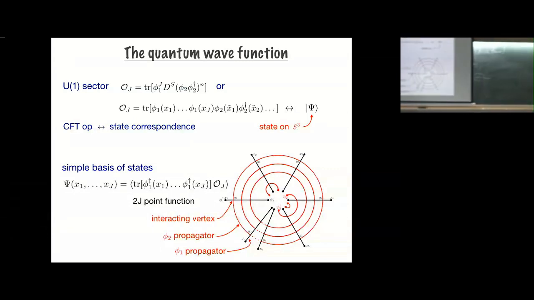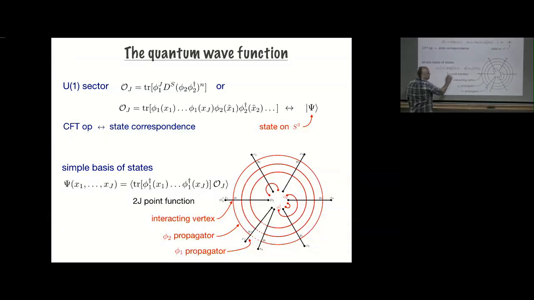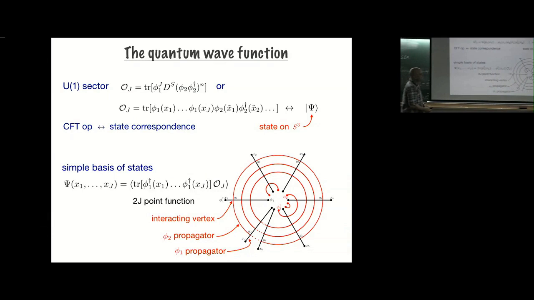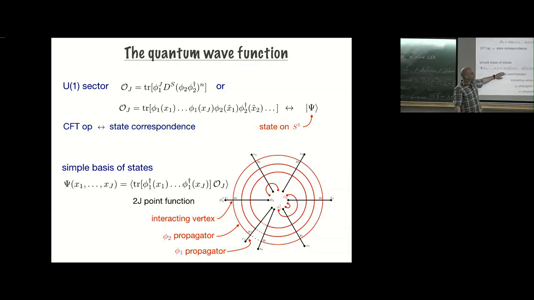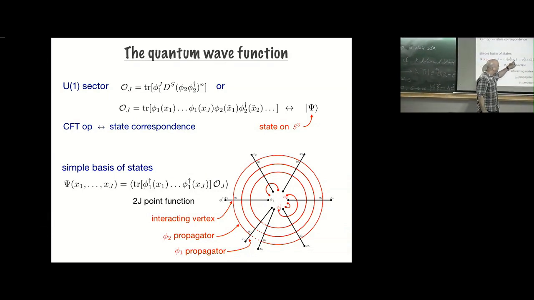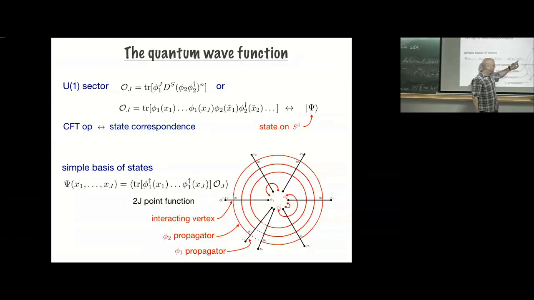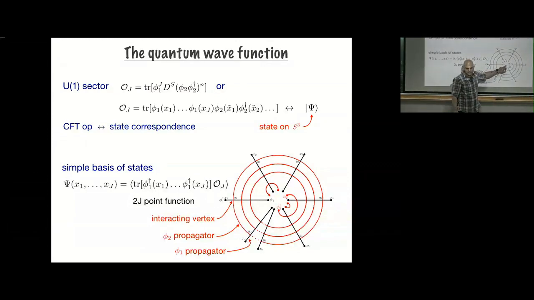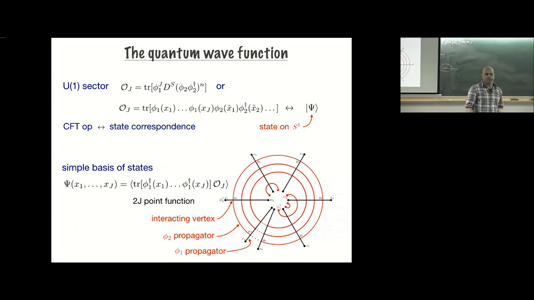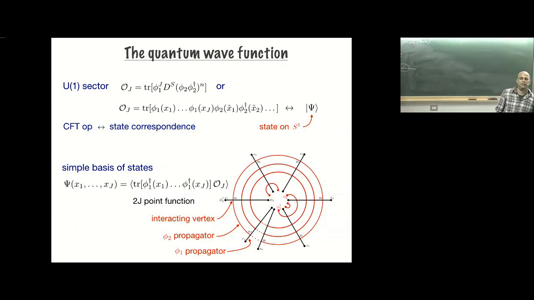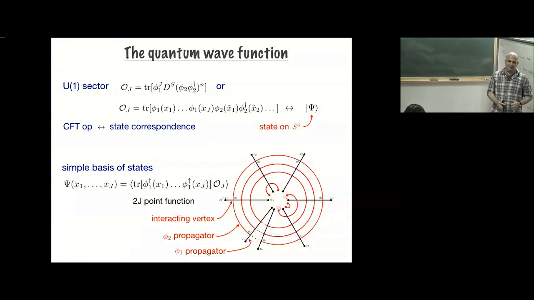This is a number, right? It is a correlation function. If I give you this correlation function for any value of x1 to xJ, you can tell me which operator stands here. That's the state. So to characterize it, this is a basis, if you think about it, of the Hilbert space in radial quantization.